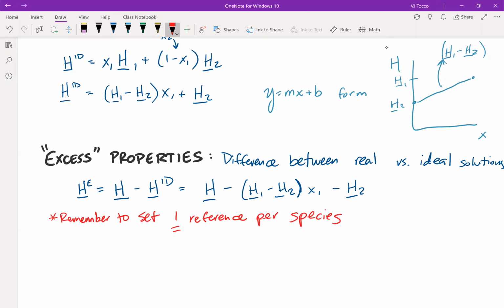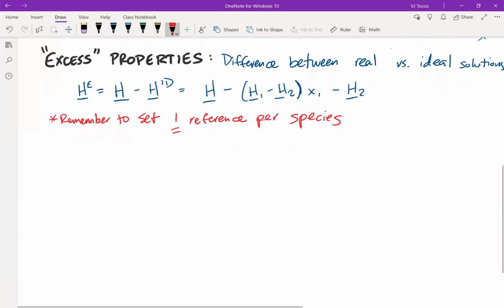So one and only one reference state per species. And in general, in order to specify that, you would need phase, temperature, and pressure. You need to know the number of phases, right, by Gibbs phase rule. So you need to know temperature, pressure, and whether it's one phase or two. If it's two phases, then only one of temperature or pressure.